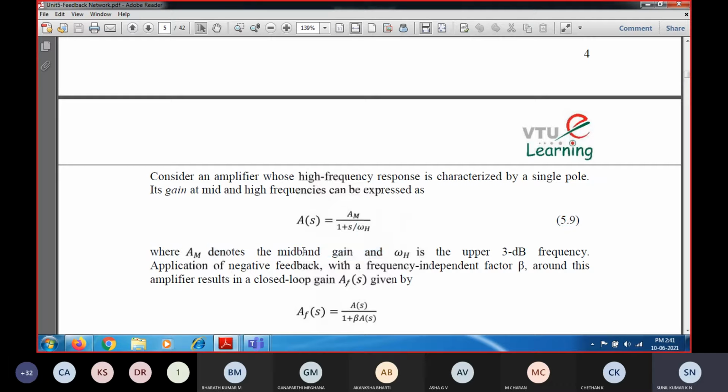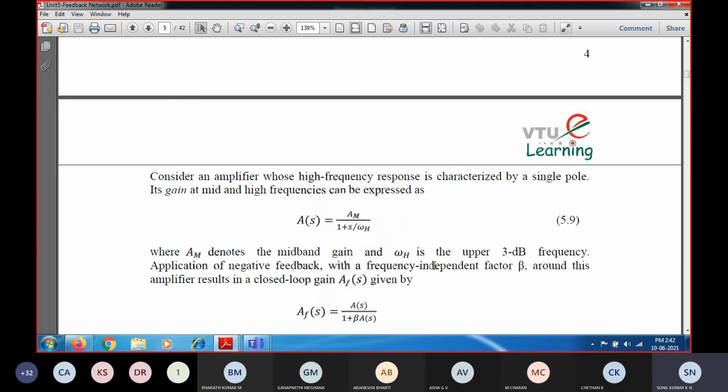So what does AM correspond to? That is nothing but the midband gain, and omega H corresponds to the higher frequency, that is the upper 3 dB frequency. If you find the 3 dB frequency, then you can easily find out the bandwidth. So bandwidth corresponds to fh minus f naught. f0 is the initial frequency and fh will be the 3 dB frequency. If you calculate the difference between fh and f0, you will be getting the bandwidth of that corresponding amplifier.